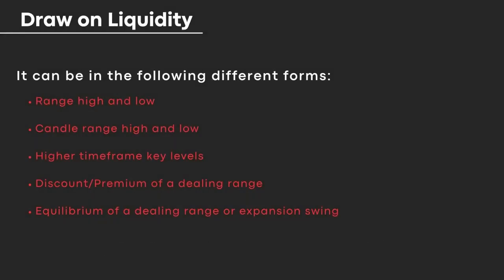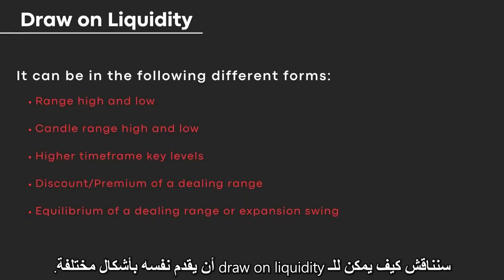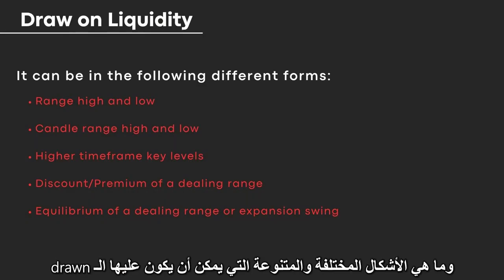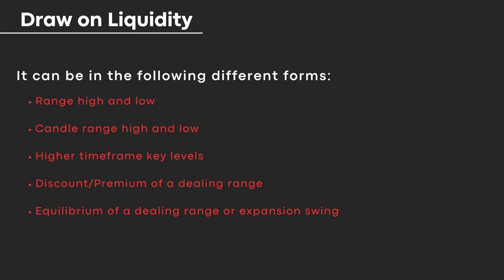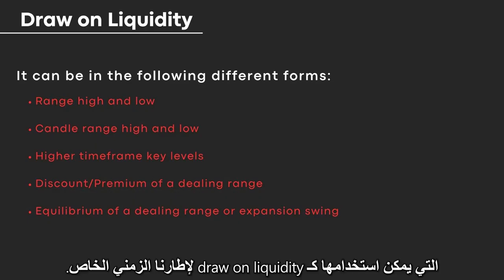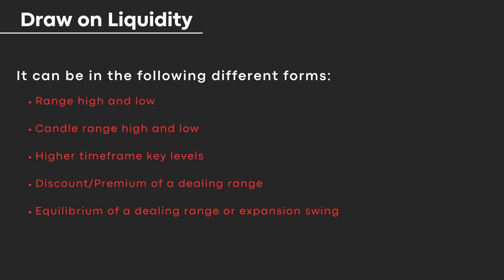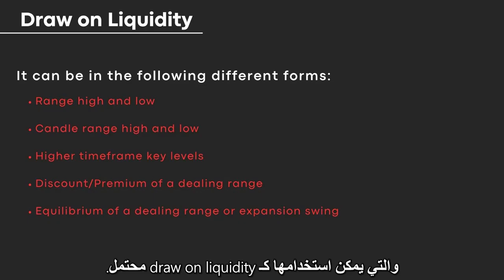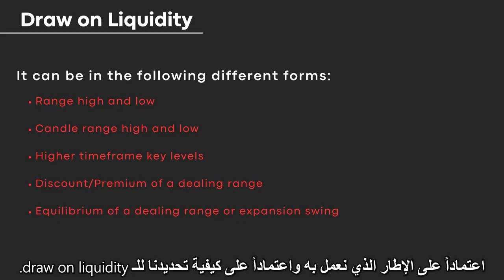Moving on to the next slide, in this slide we're going to discuss how drawn liquidity can present itself in different forms, and what the various forms are that drawn liquidity can take, right? We'll also see what different entities could be used as drawn liquidity for our respective time frame. So we've got these different forms in this list which could potentially be used as drawn liquidity, depending upon the framework we are working with and how we are determining our drawn liquidity.